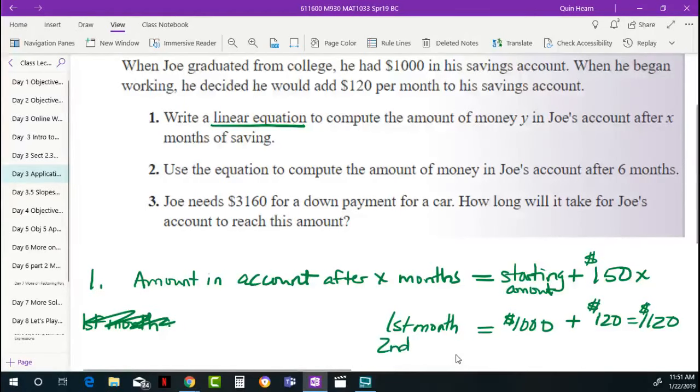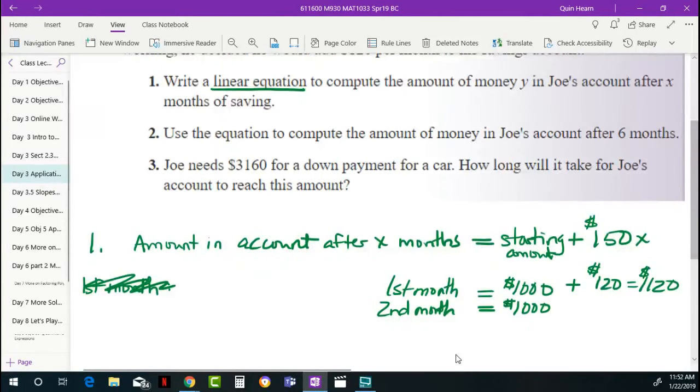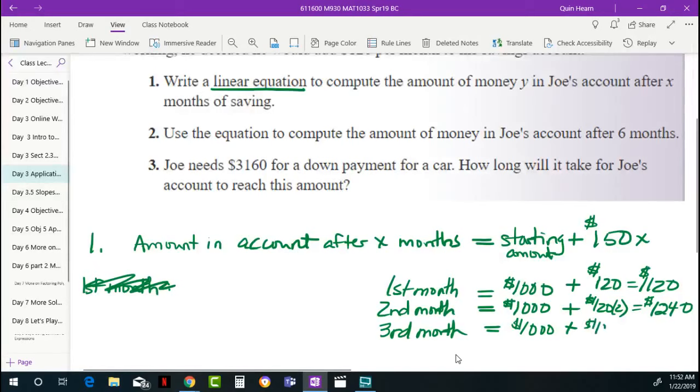Okay, how about the second month? So then he'll have that original $1,000 that he started with, plus he'll have the 120 from the first month and the 120 from the second month. In other words, 120 times 2. Or 240. So he'll end up with 1,240 in the account, right? 120 more than he had at the end of the first month. At the end of the third month, he's going to have $1,000 plus. Now, this time he's added 120 three times.